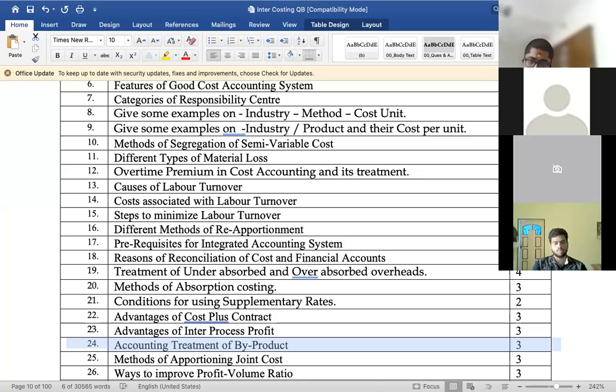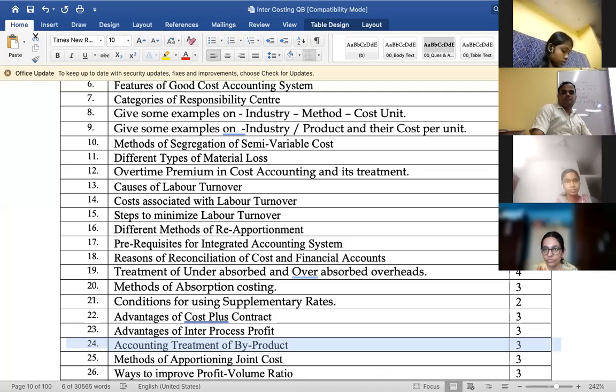Read the page number. If small total value, treat it as miscellaneous income. If considerable value, treat it as joint product. If it requires further processing and NRV is small, credit to P&L account. If NRV is considerable, treat it as joint product. Understood? LMR page number 380.